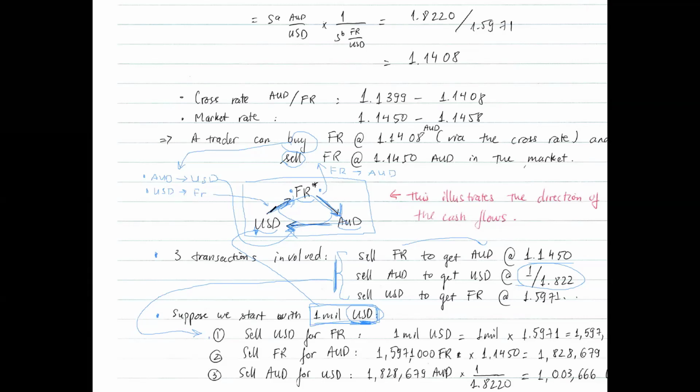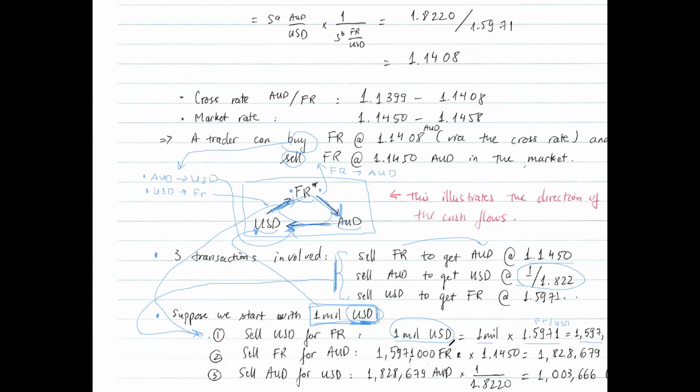So from the USD, I'm going to be selling the USD for the franc. If I'm selling the USD for the franc, it will be with the first bank, the bank that quotes the franc over the USD exchange rate. So if I start with 1 million USD, I'll take 1 million and multiply it by the amount of franc per USD, and I'll get about 1.5 million franc.